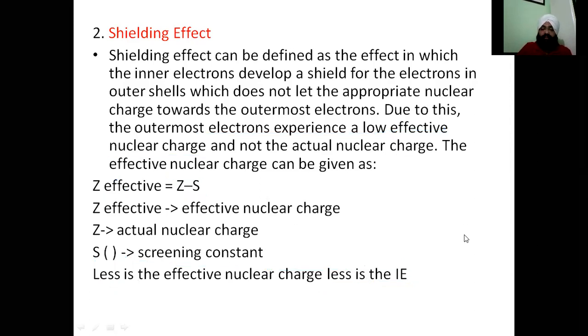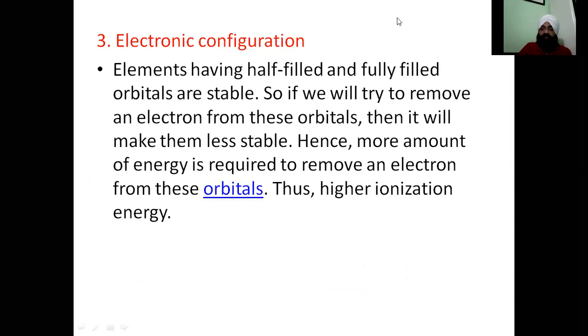Now, the last factor is electronic configuration. The fully filled and half filled orbitals are quite stable compared to other configurations. Why are they stable? One factor is symmetry, and the other is the exchange of equal-energy positions for the electrons. Symmetrical distribution is basically the reason. If we try to remove an electron from a more stable configuration, we need more energy. So higher ionization enthalpy is required to remove an electron from a half filled or fully filled orbital.